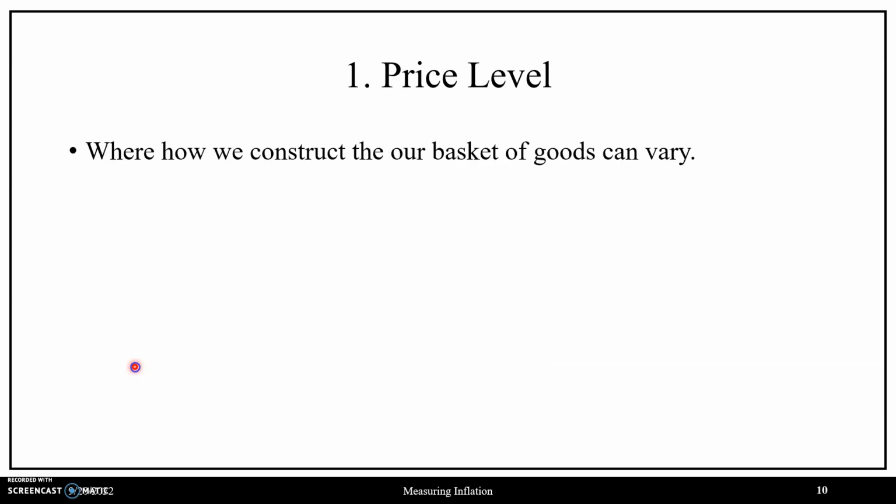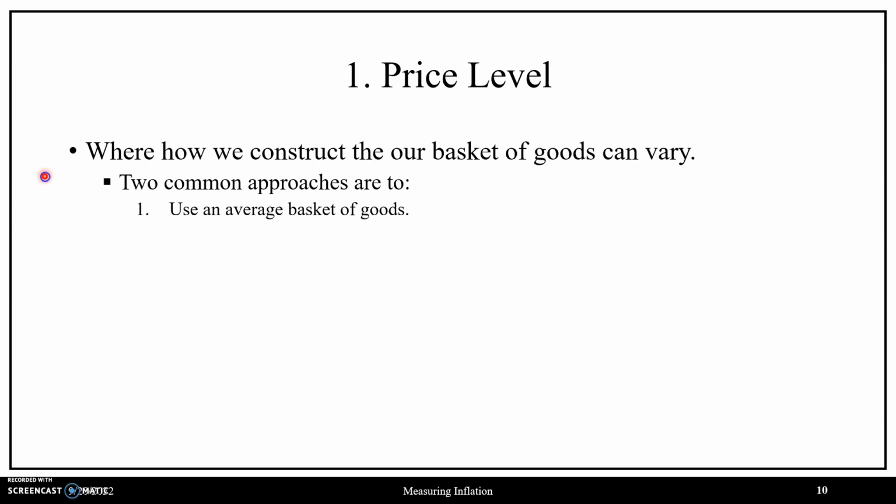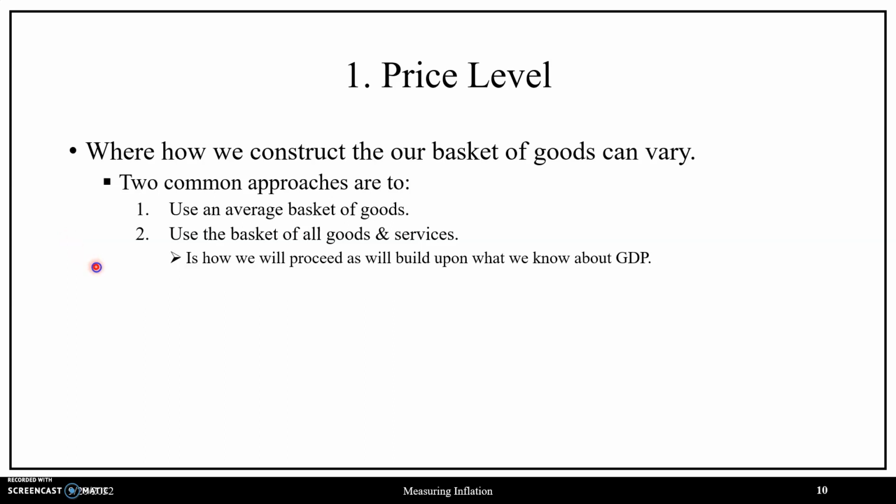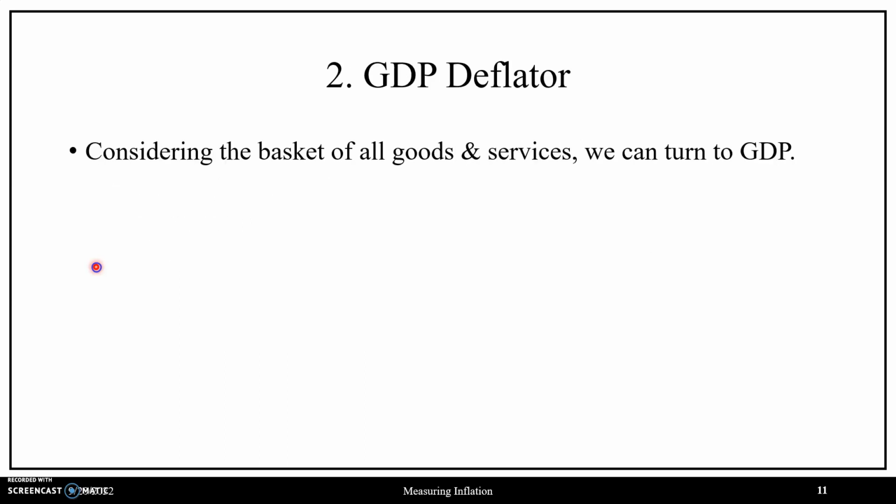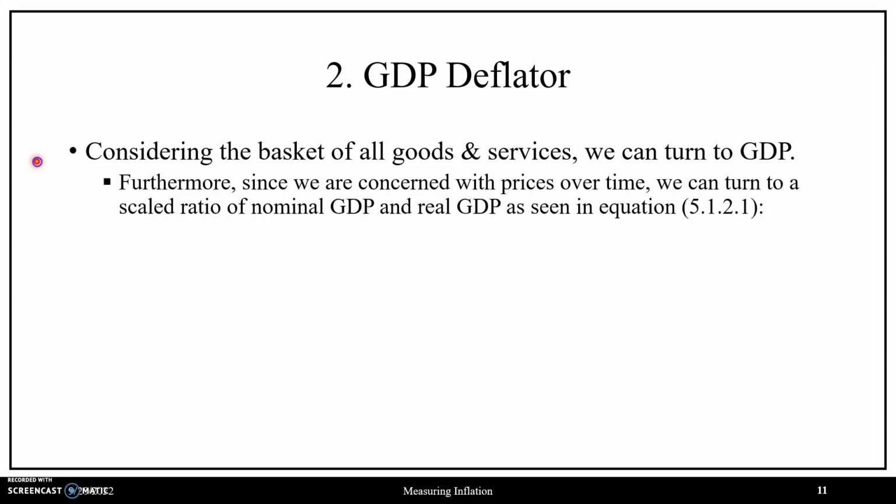Now, with respect to this basket of goods that will be our price level, we can construct it through a couple different ways, where two common approaches are to consider an average basket of goods, such as what the typical consumer in the economy is purchasing. Alternatively, we could consider the basket of all goods and services, which we will proceed with, as this will allow us to build upon what we have seen and know about GDP. So, to continue, let us turn to GDP, which recall considers all goods and services produced domestically in an economy for a given time period.